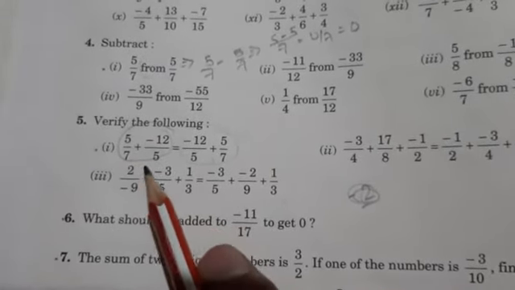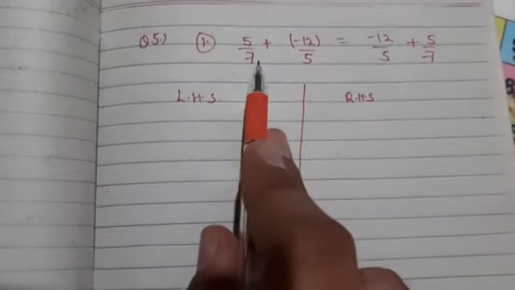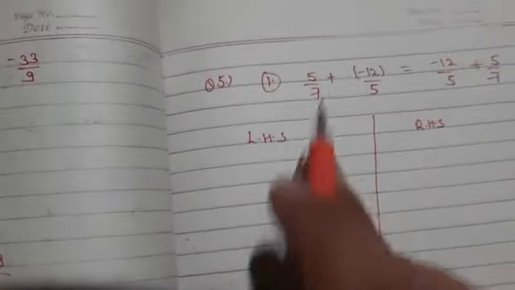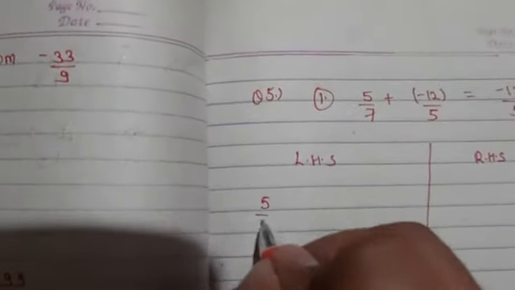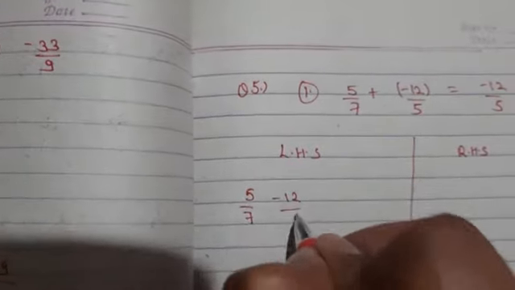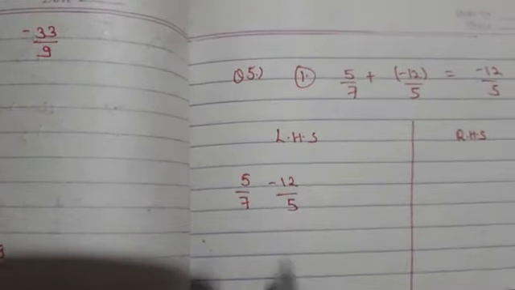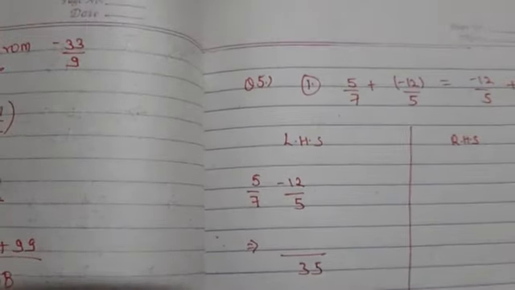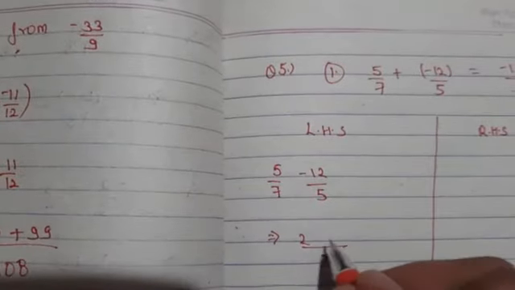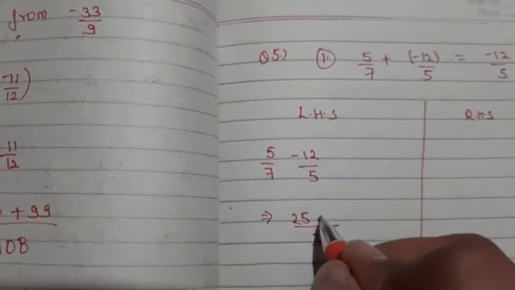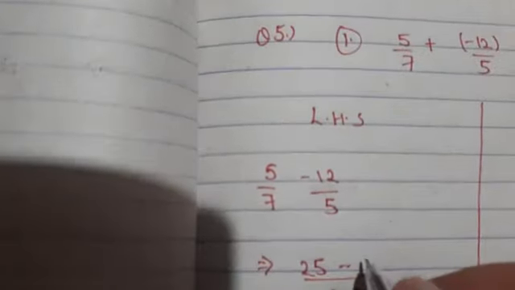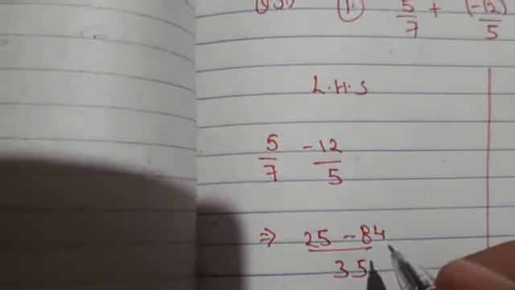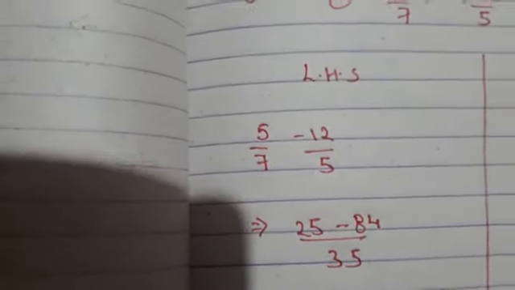Let's solve it. Now the question is saying verify, so simplify the LHS and RHS separately. First pick the LHS part: 5 upon 7 minus 12 upon 5. Take the LCM, it will be 35. Now 7 fives are 35, 5 into 5 is 25, and 12 into 7 is 84. So 25 minus 84, that means minus 59 upon 35. This is your LHS.